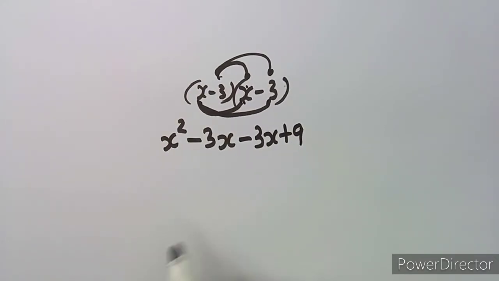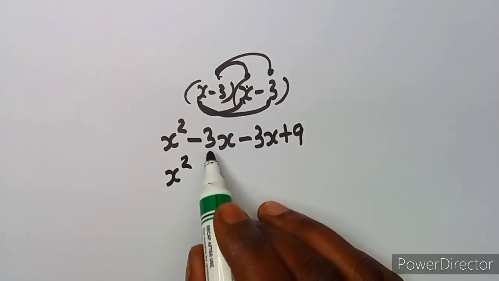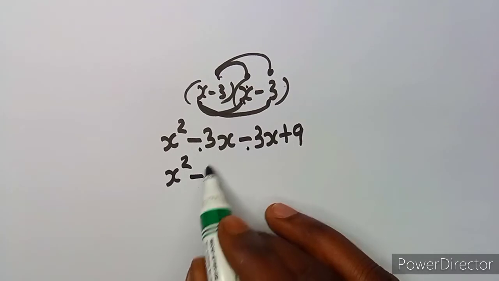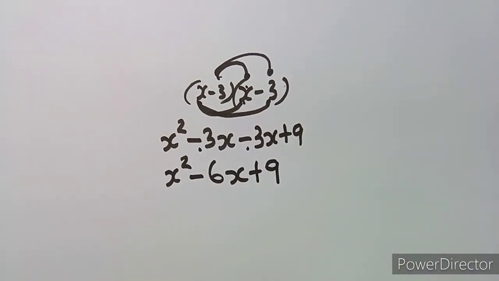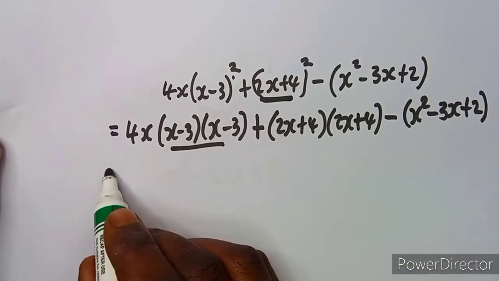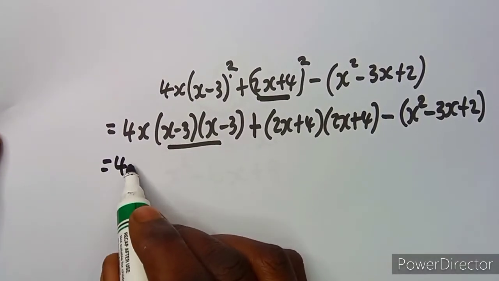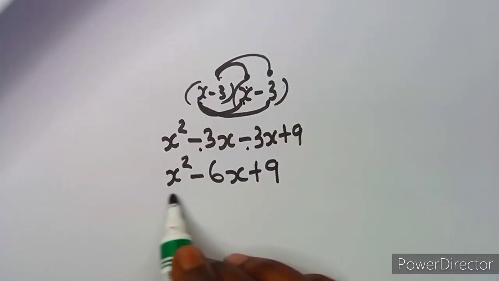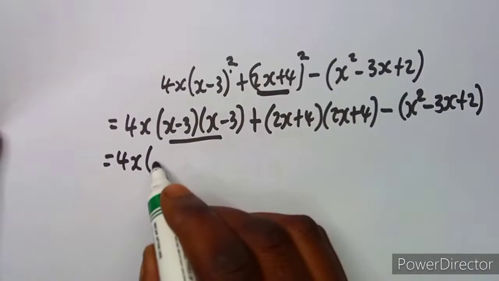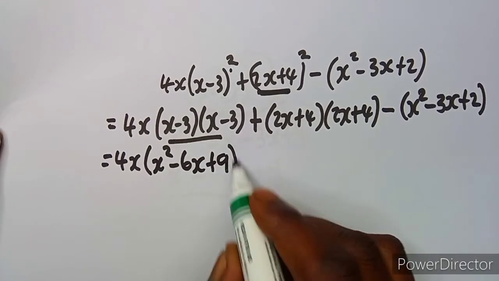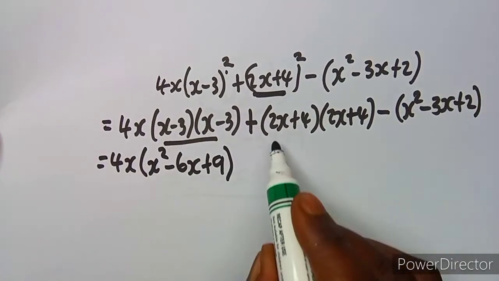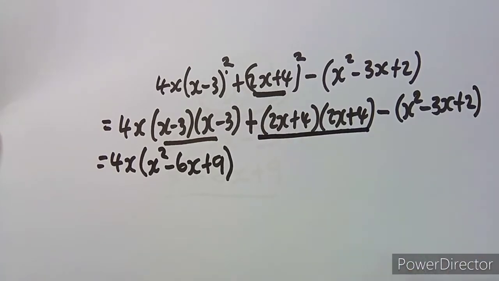Okay, collect like terms. So it's going to be x squared minus 3 from your calculator. This is minus 6x plus 9. All right, so you've got x squared minus 6x plus 9. So it's going to be 4x into this part that we obtained, which is x squared minus 6x plus 9, like this. All right, you do the same, plus you expand these two brackets.